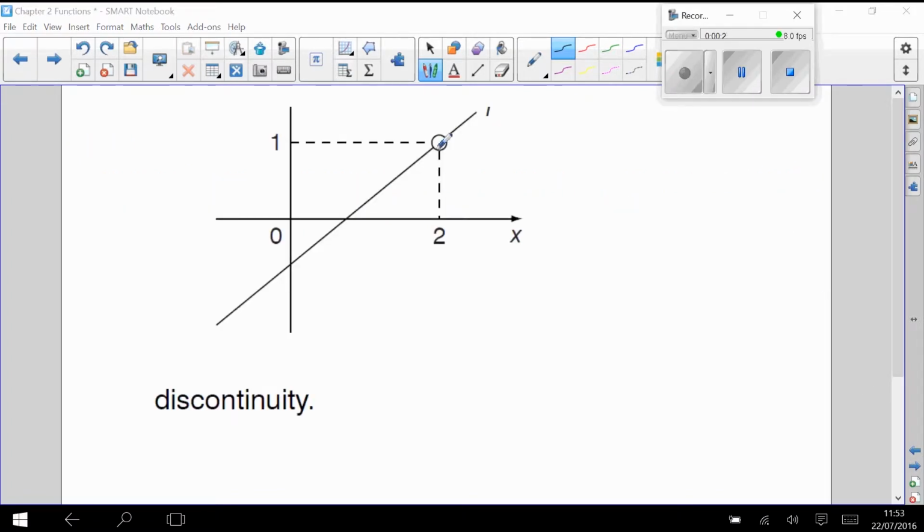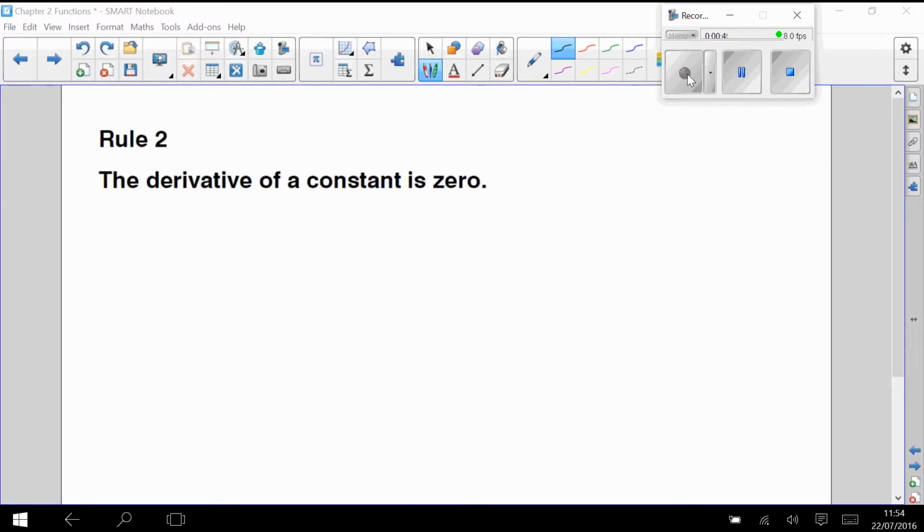What I've just said is very well illustrated over here. Can you see that there is a discontinuity exactly when x is 2? In other words, this graph has a constant gradient as it was a straight line, but there is no gradient when x is 2, so I cannot find the derivative at x is equal to 2.